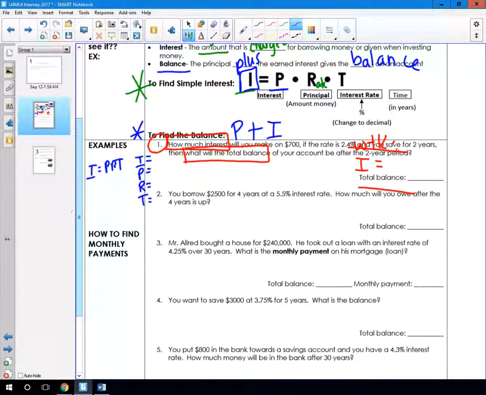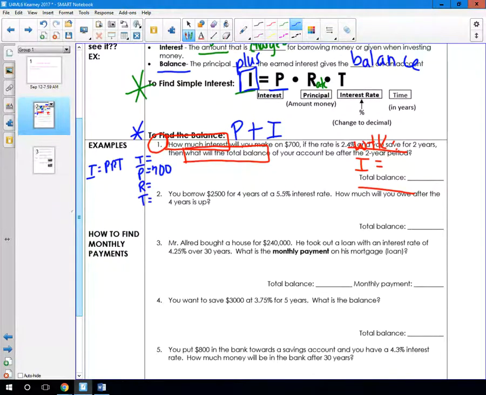So when you read the problem, do we know the interest? Do we know the I? It doesn't give us the I. So then we go to the next. Did it give us the principal? Did it give us the original amount that we put into the bank account? Yes, that was the $700. So $700 was the original amount. That was the P.